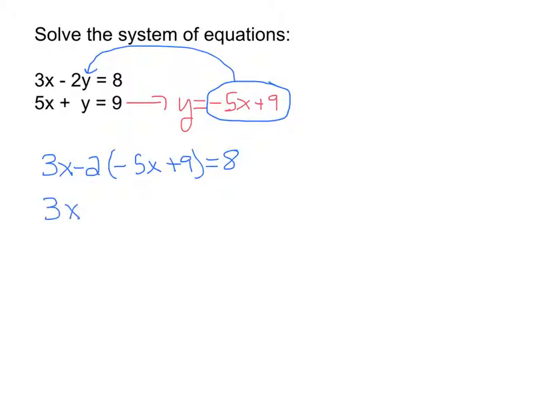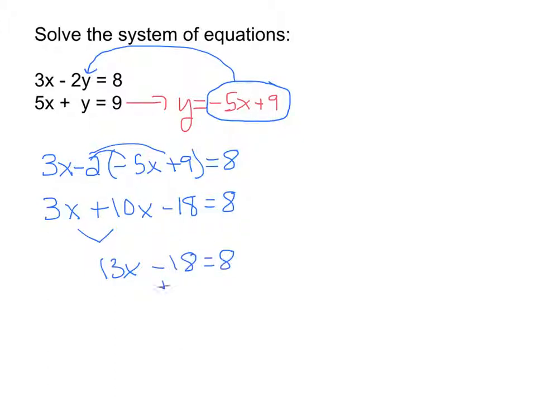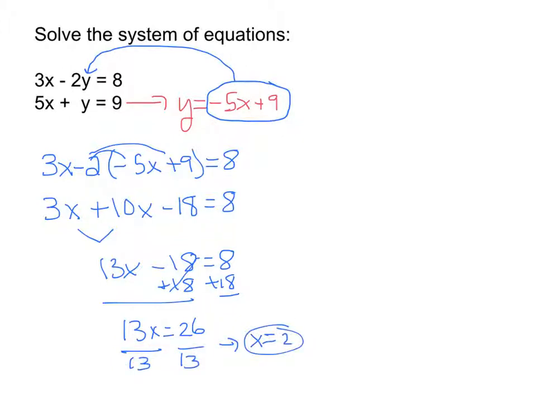We're going to distribute. Now remember, as you distribute, you're distributing a negative 2. So we get 3x plus 10x minus 18 is equal to 8. We combine like terms. We get 13x minus 18 is equal to 8. And we add the 18 to both sides. So we get 13x is equal to 26. When we divide by 13, we get x is equal to 2.